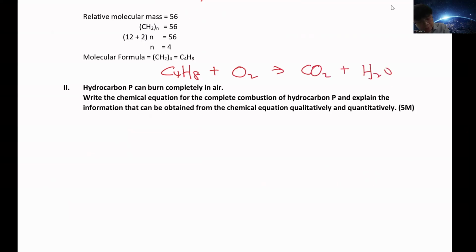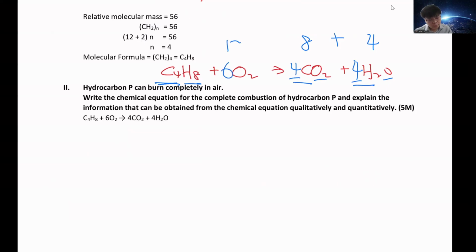Okay, so carbon is 4, then 4 carbon, 8 hydrogen, 4 times 2. So total here got 8 oxygen and 4 oxygen. Add up together is 12. So put 6 times 2 is equal to 12. Yep, so this is the equation.